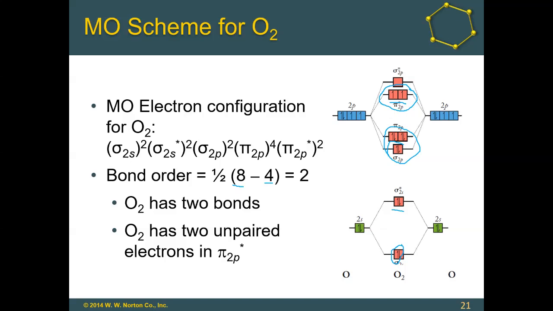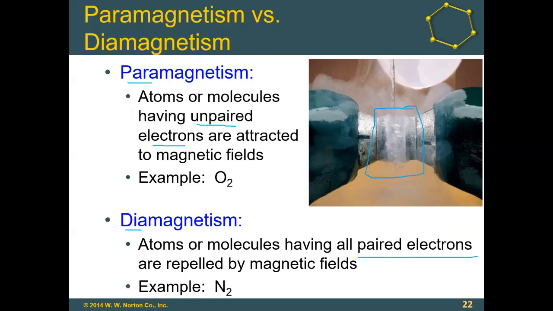However, when we draw the Lewis structure, we do not typically show the oxygen molecule with unpaired electrons. All the electrons in the O2 are paired in the Lewis structure. This molecular orbital diagram is showing us that there are two electrons that are unpaired. This is very interesting because this molecular orbital diagram actually helps us explain why oxygen is magnetic.